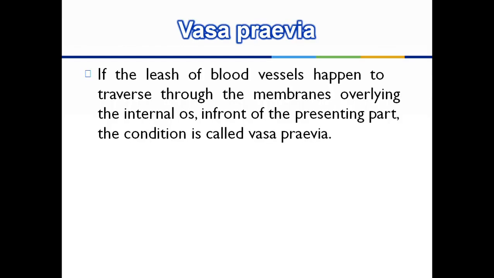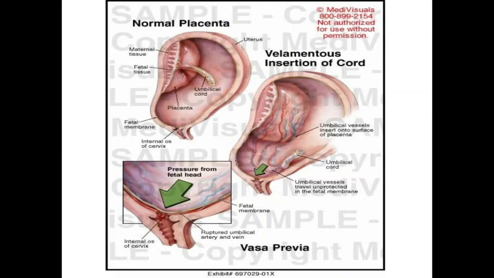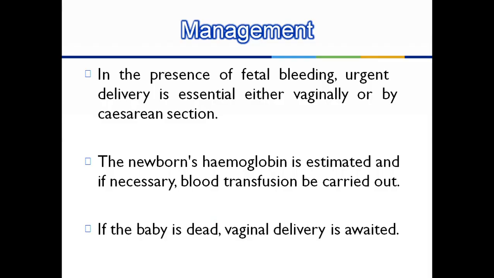Vasa previa. If a leash of blood vessels happens to traverse the membranes overlying the internal os in front of the presenting part, this condition is known as vasa previa. This is the normal placenta, velamentous insertion of the placenta, and vasa previa.